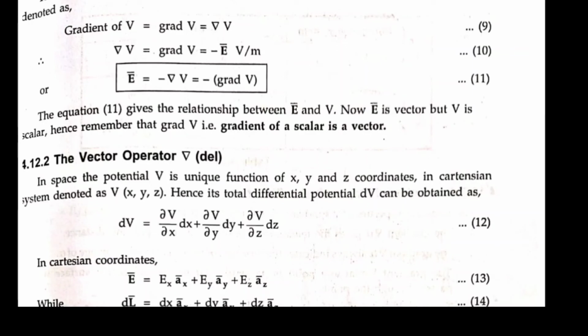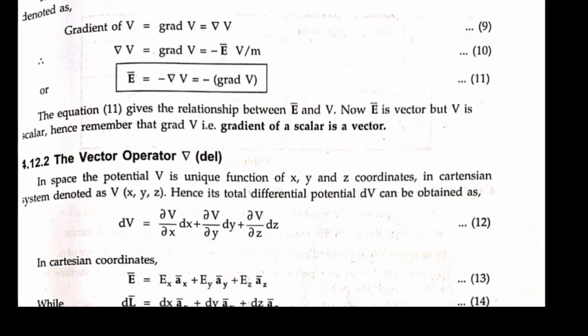Equation 11 gives the relationship between E and V. It is a very important equation. E equal to minus del V is known as potential gradient. Equation 11 gives the relationship between E and V, electric potential V and electric field intensity E. What is the relation? E equal to minus del V.